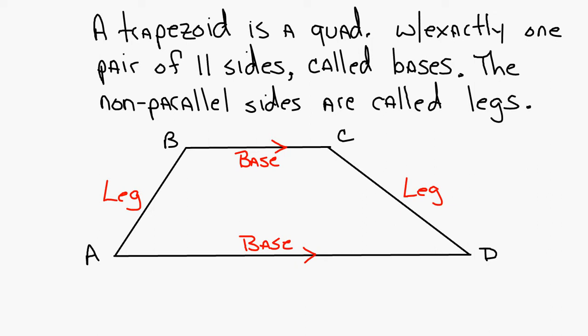This trapezoid has two pairs of base angles. Right here, this is a base angle, and so is this one. Same thing down here on the bottom. You have another pair of base angles.